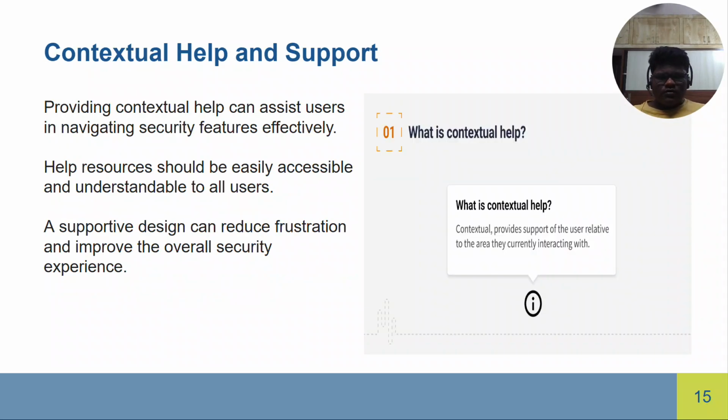Contextual help and support. Providing contextual help can assist users in navigating security features effectively. Help resources should be easily accessible and understandable to all users. A supportive design can reduce frustration and improve the overall security experience.